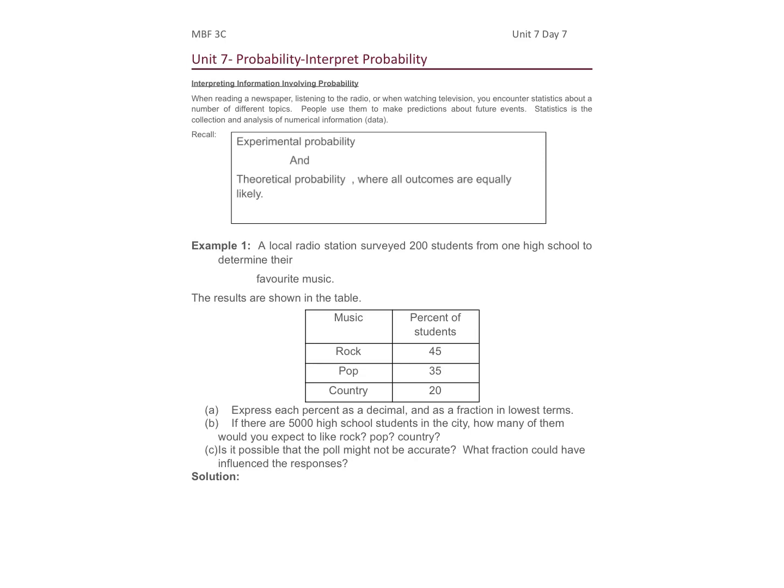Hey class, so this is our last lesson. So probability, interpret probability.